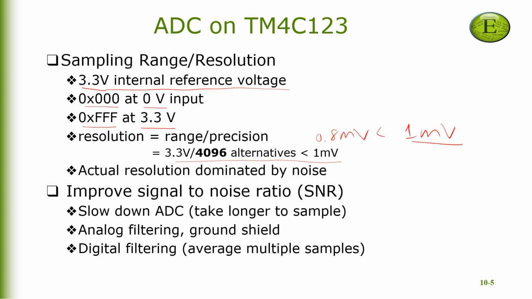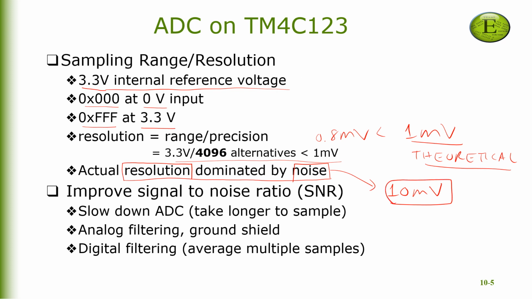However, one should note that this is more like a theoretical resolution. In practice, because of the noise in the analog input voltage, the noise can actually be much higher than 1 millivolt. So the practical resolution may actually be dictated by the noise, and if we assume that the noise is around 10 millivolts, then our ADC input must be at least 10 millivolts or higher to give us a reliable output. We can always think about improving the signal to noise ratio. Essentially, this SNR, or signal to noise ratio, is a ratio of signal power to the noise power.